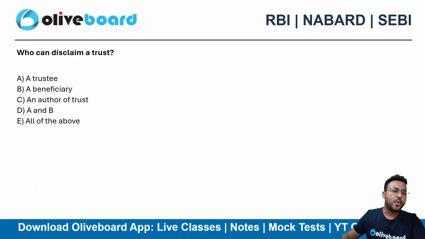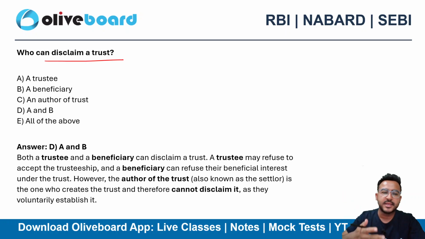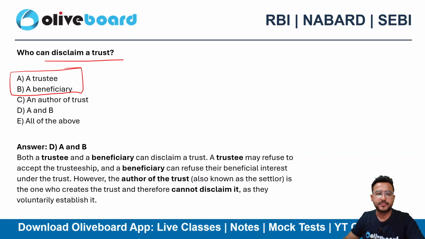Okay. Who can disclaim a trust? Trustee, beneficiary, author, or trustee or beneficiary, or all of them? The correct answer here is A and B, trustee and the beneficiary only. They can disclaim the trust, as we saw in the provision as well.